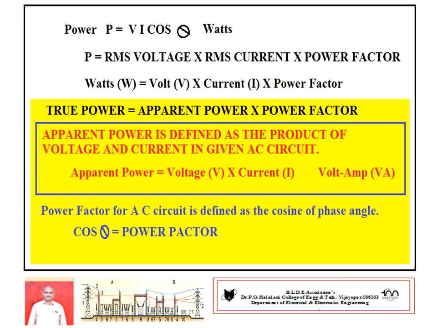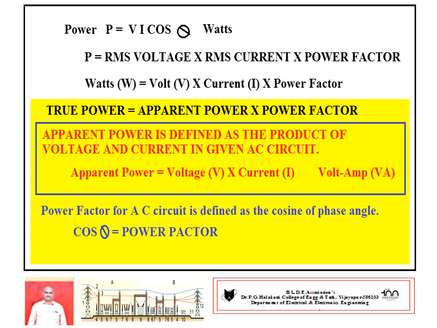V is the RMS value of voltage, I is the RMS value of current. You remember this expression remains standard while analyzing an AC circuit. Please try to remember, whenever an AC circuit comes, power equals VI cos phi or cos theta. Cos theta is referred to as the power factor. V and I are RMS values. Power is measured in watts. Watts equal volt into current into power factor. It may also be written as true power equals apparent power into power factor.